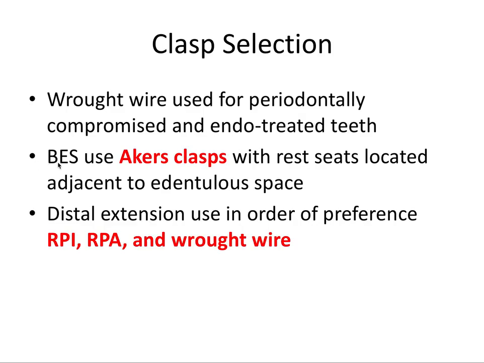For a bounded edentulous space, ideally use Akers clasps with rest seats located adjacent to the edentulous space. This is very common. Again, Akers clasps are so common because they really work in a lot of different scenarios. Bounded edentulous spaces most often will use these. And for distal extension, you want to use in order of preference the RPI, which is rest, proximal plate, I-bar, then RPA, and wrought wire. Those are the top three choices for the clasp design adjacent to a distal extension area.